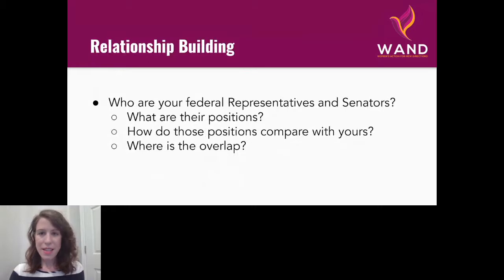Yes. So as I mentioned, relationship building is really key. You know, of course, who your federal representatives and senators are, but I think this can be a more targeted question, as in, what are their positions? How have they voted on pieces of legislation that you care about? How do their positions compare with yours? Are they on the same page on some of these? Are they a really progressive member who's leading the charge on some of these issues?